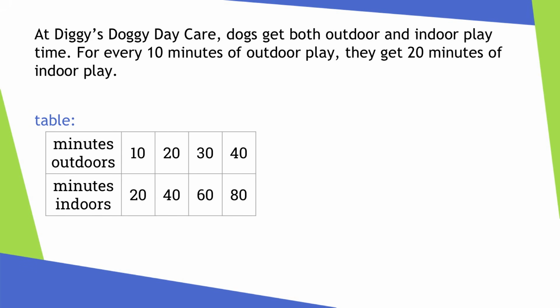Let's make sure we've made equivalent ratios. 10 times 2 is 20, and 20 times 2 is 40. 10 times 3 is 30, and 20 times 3 equals 60. 10 times 4 equals 40, and 20 times 4 equals 80. They're equivalent. Did you notice in each ratio, the number of inside minutes is 2 times the number of outside minutes? That's because for every 1 outside minute, the dogs get 2 inside minutes.